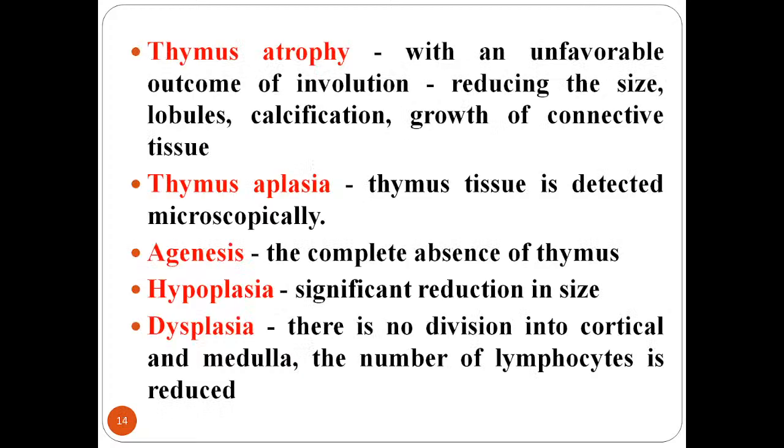Let's talk about other pathologies of the thymus. Thymus atrophy is the unfavorable outcome of involution. Morphological change: atrophy, reduced size, reduced lobules, calcification in the thymus, and growth of connective tissue.